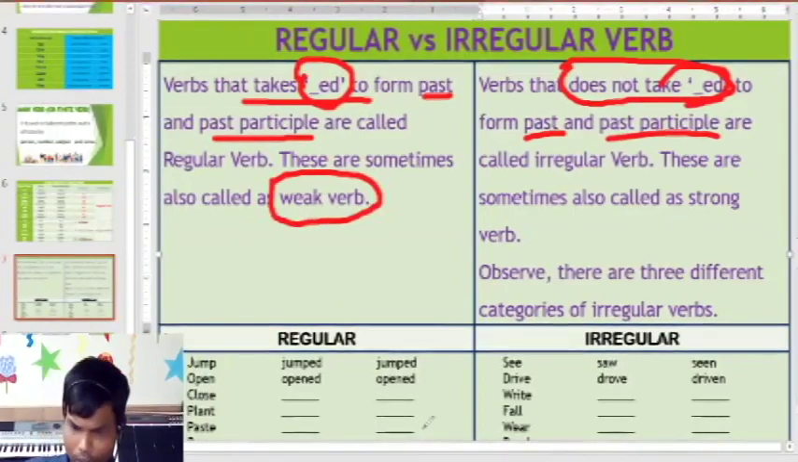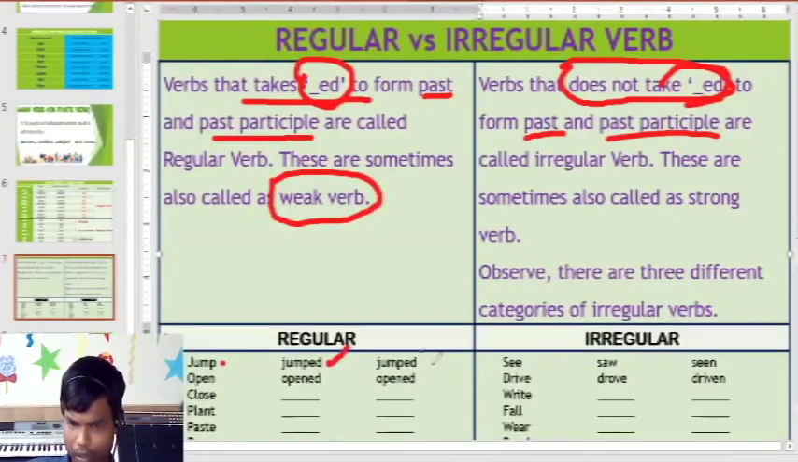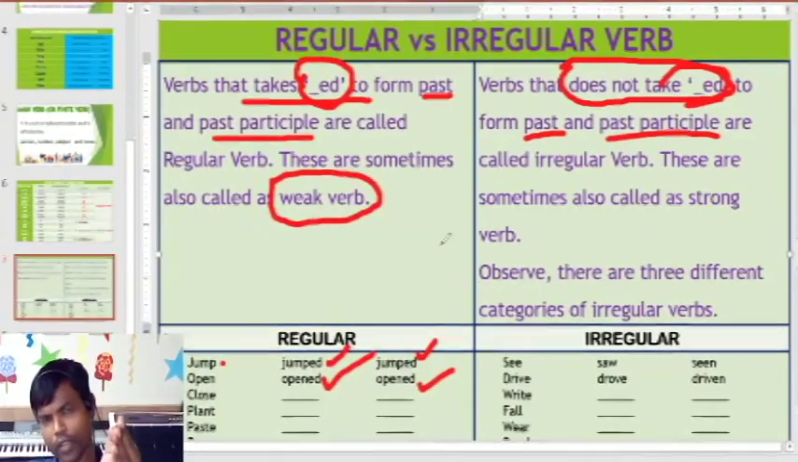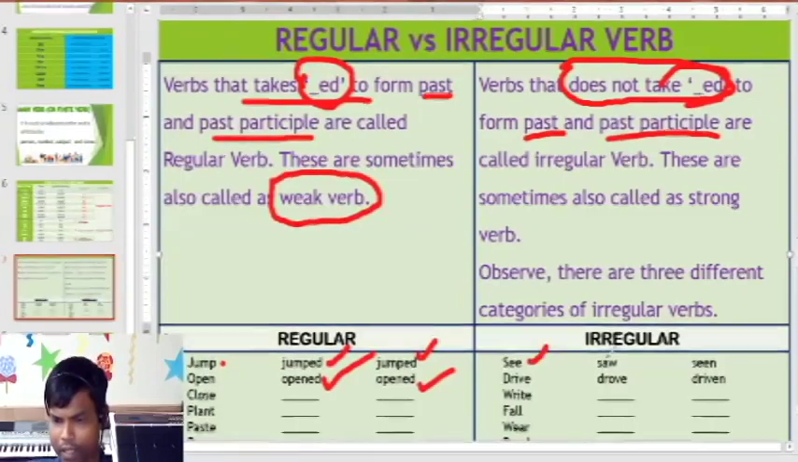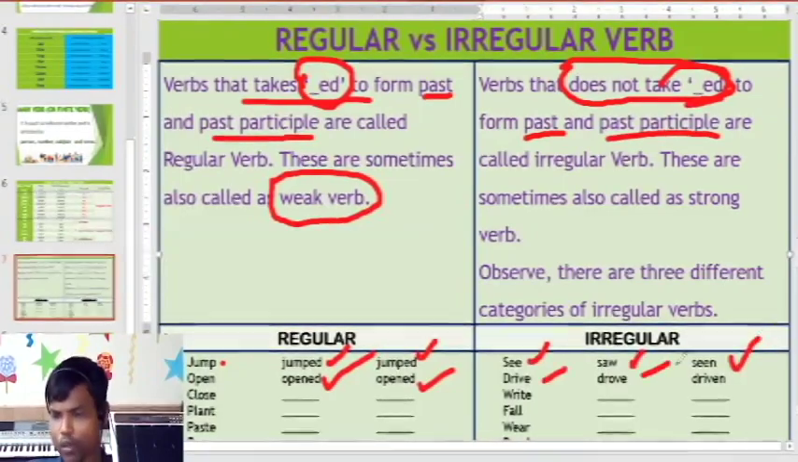Now just below this I have given you some examples. Jump, jumped, jumped. Open, opened, opened. The regular verb. All right. Irregular verb, by now you know. See, saw, seen, all three different. Drive, drove, driven.